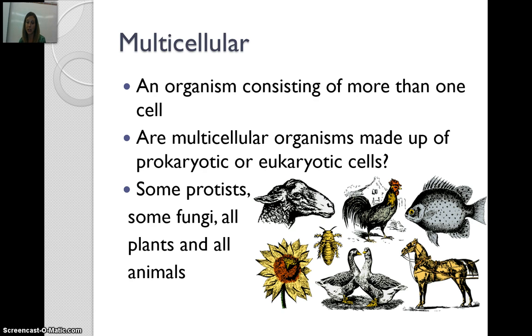All multicellular organisms are going to have eukaryotic cells. All animals are multicellular. All plants are multicellular. Most fungi are multicellular, and then some protists are multicellular.